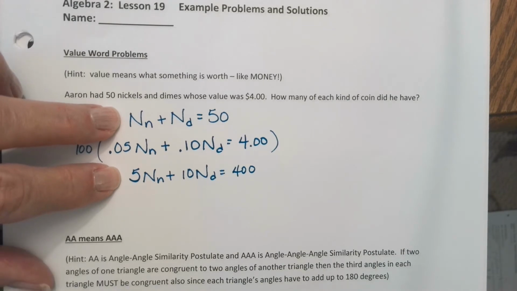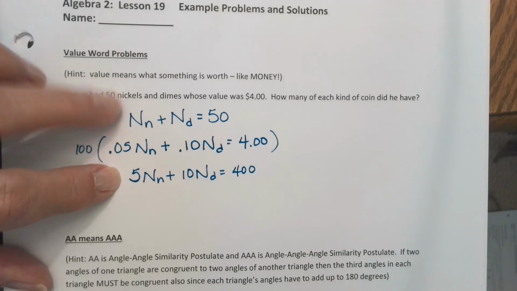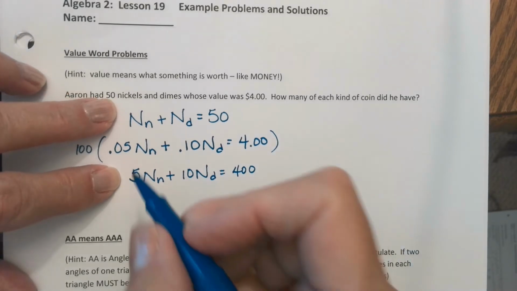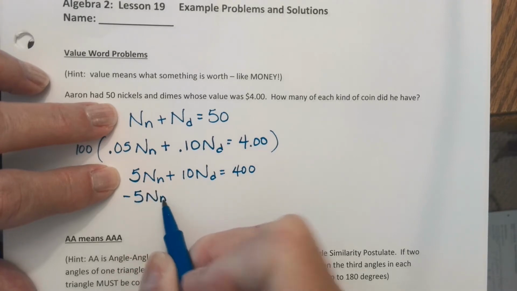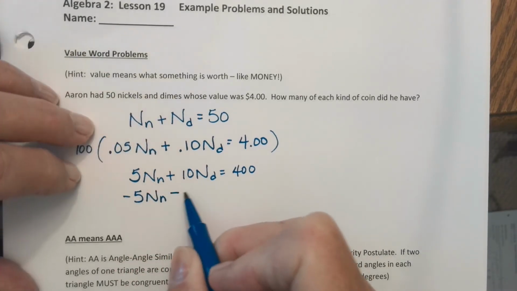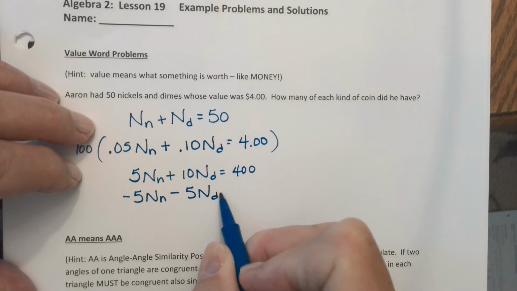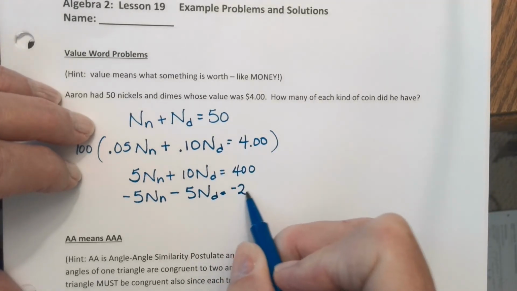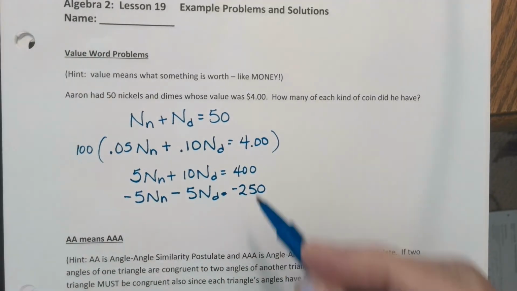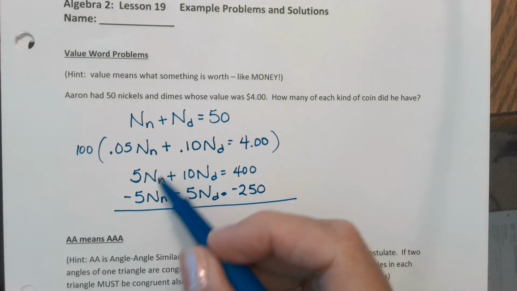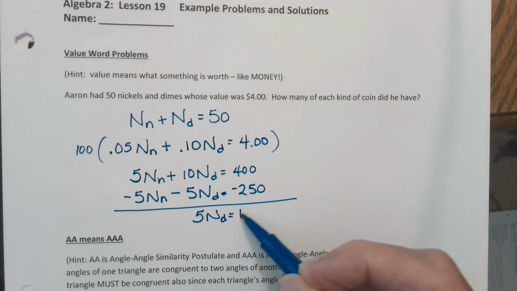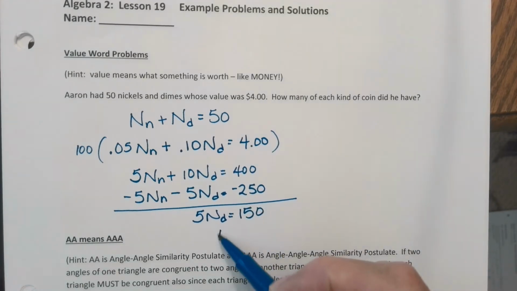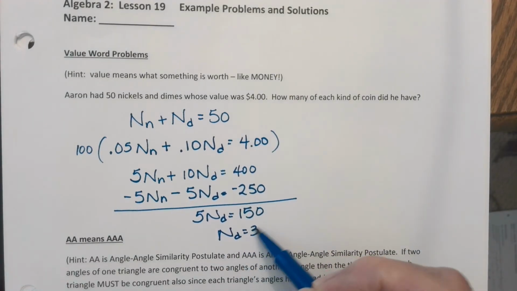So I'm going to take the top equation this time and multiply this one by -5. So when I multiply that by -5, I get -5 times n sub n. Now I can add these two equations together. Those will cancel, and I'll get 5 times the number of dimes equals 150. So the number of dimes then is going to be 30.